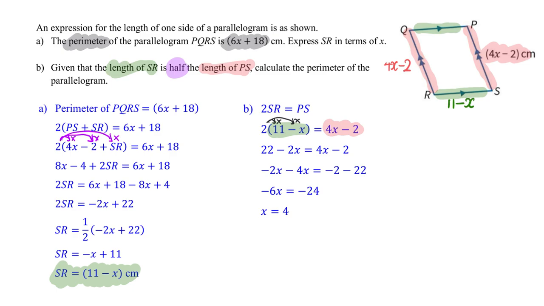And once I know x equals 4, I can then find my perimeter, 6x plus 18. So it's simply 6 times 4 plus 18, which is 42 cm.